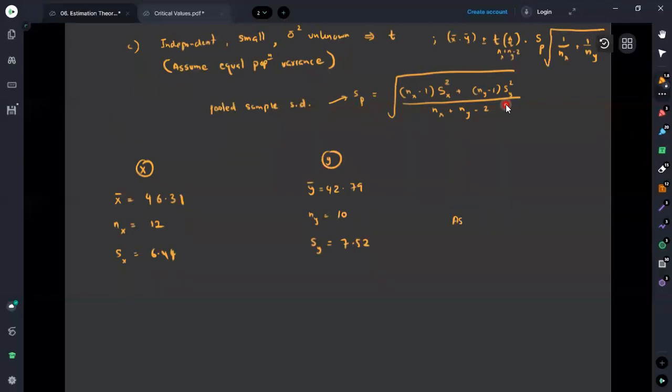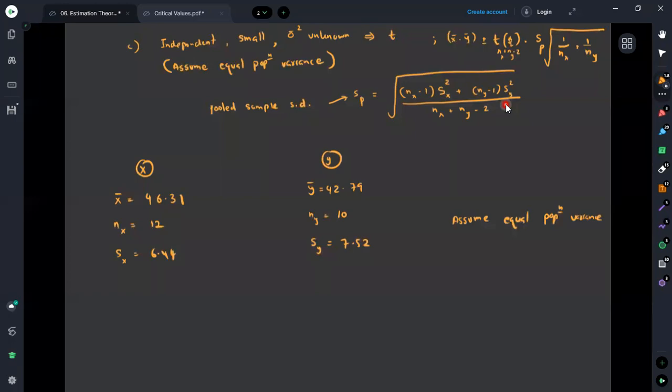Apart from that, they are saying to assume equal population variances. They are just commenting on the population, not on the sample variances. Sample variances will vary according to the sample that they are obtaining.